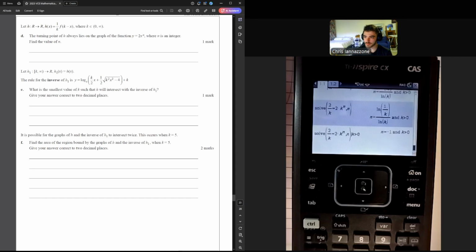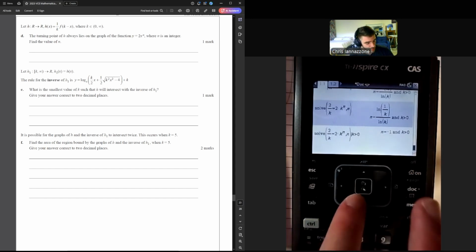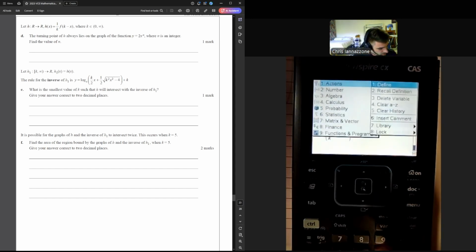And we want to figure out, more or less, what's it going to take for this graph to intersect the inverse of the h1. Right? What kind of k value will it take to do that? Specifically, what's the smallest k value? Well, what does that actually look like? Ideally, we should graph this.